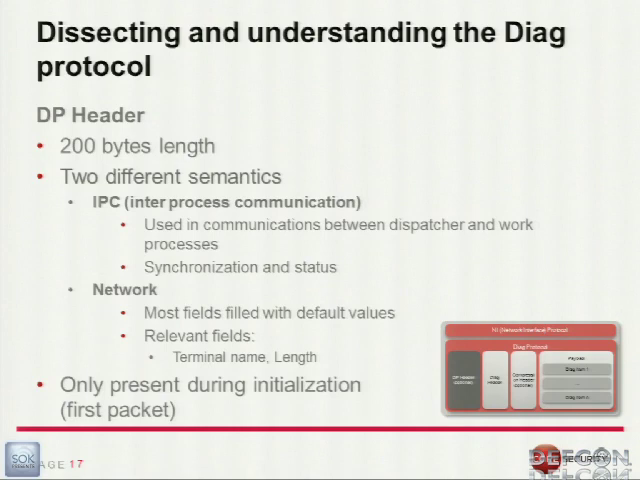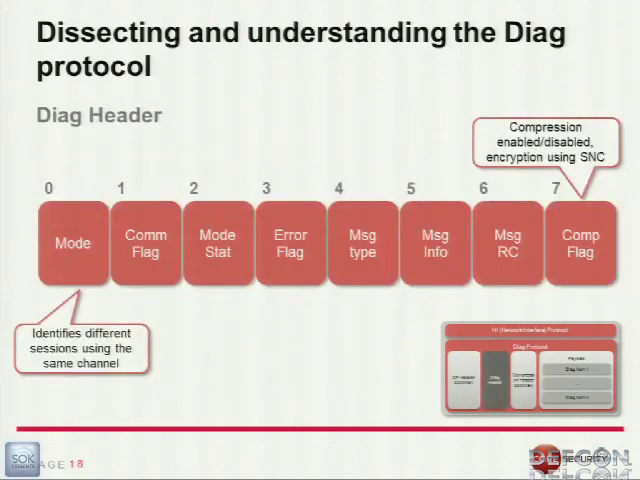From an internal perspective, it's used for inter-process communications between the dispatcher service and all the different work processes. And from a network perspective, which is the relevant one for this talk, most of the fields are filled with default values, and there are only two relevant fields, a terminal name and a length field, which is the length of the remainder of the packet. So let's move on to the diag header.